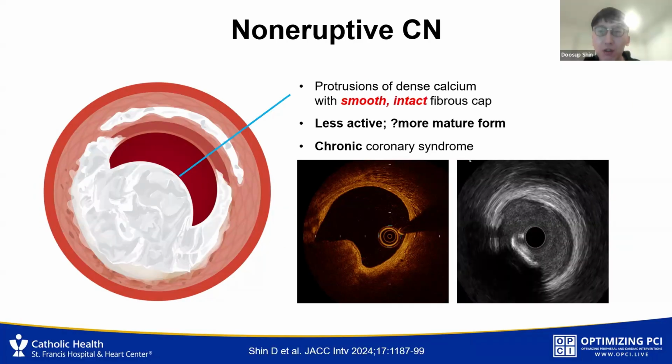Whereas non-eruptive nodules, which were previously referred to as nodular calcification in pathologic studies, have a smooth fibrous cap without overlying thrombus, as seen in intravascular imaging as well. They are considered to be less biologically active and a more mature form of calcified nodule, or the healed form of calcified nodule. It can cause chronic coronary syndrome depending on the luminal obstruction.